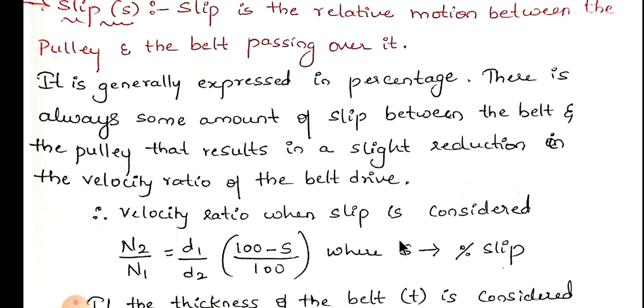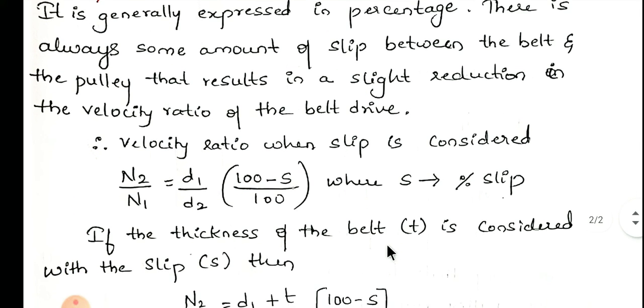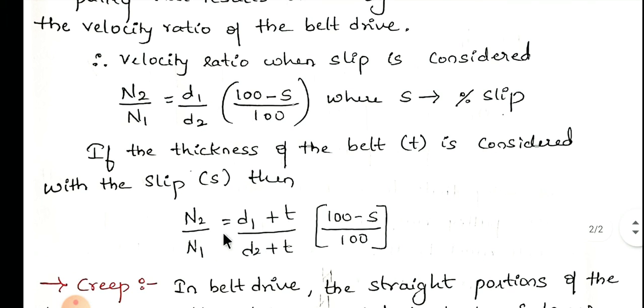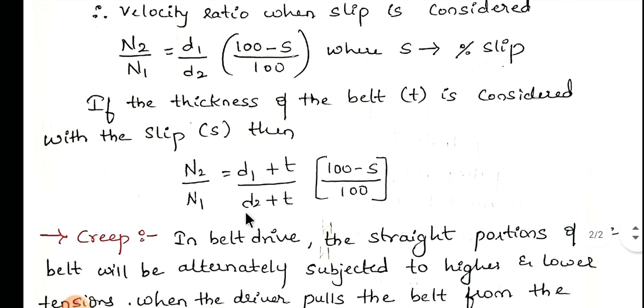And if you consider the thickness of the belt, then you have to add thickness to the diameter of the driver as well as the driven pulley. In this equation you can see I have added thickness to both the driver as well as the driven pulley. This is about the slip.